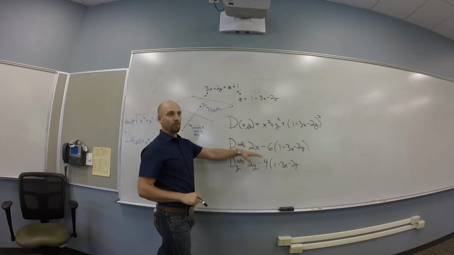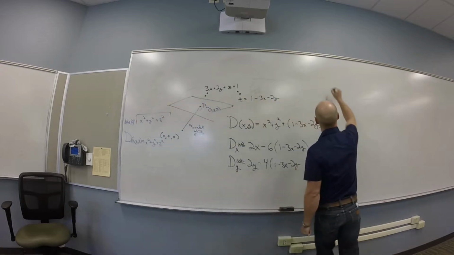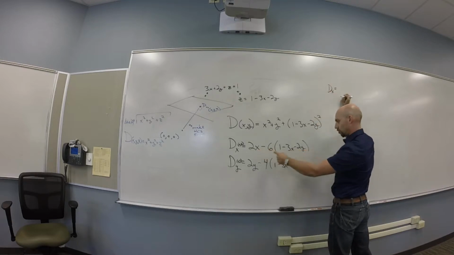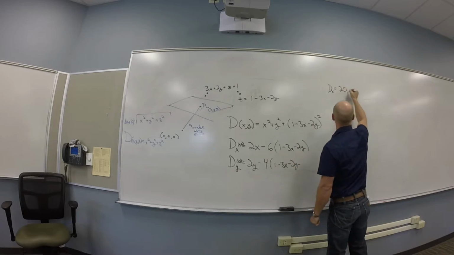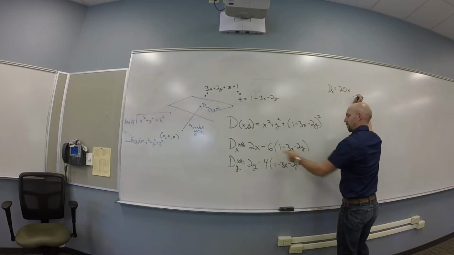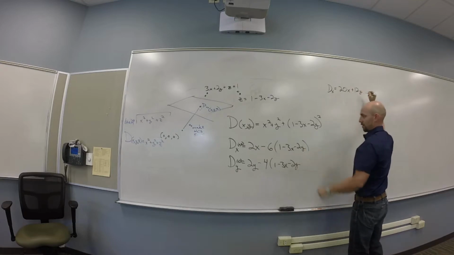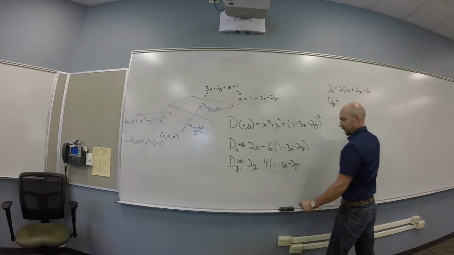Okay, so then you multiply this chunk out. So you get dx is 2x plus 18x, 20x, plus 12y minus 6. And dy is whatever you get.